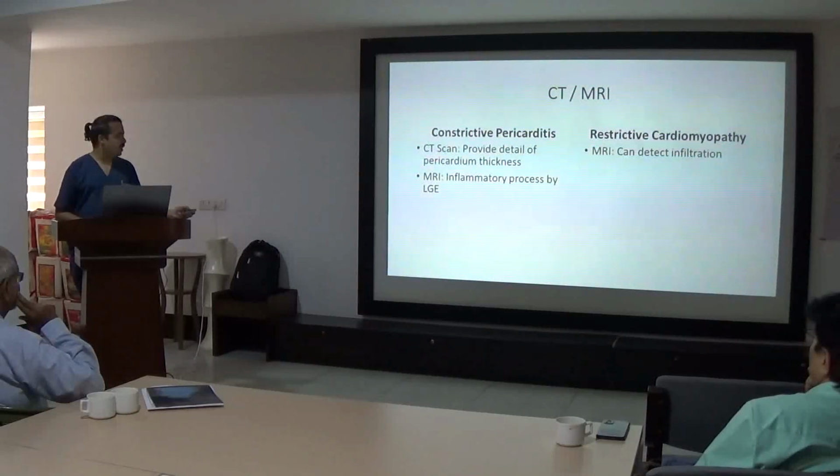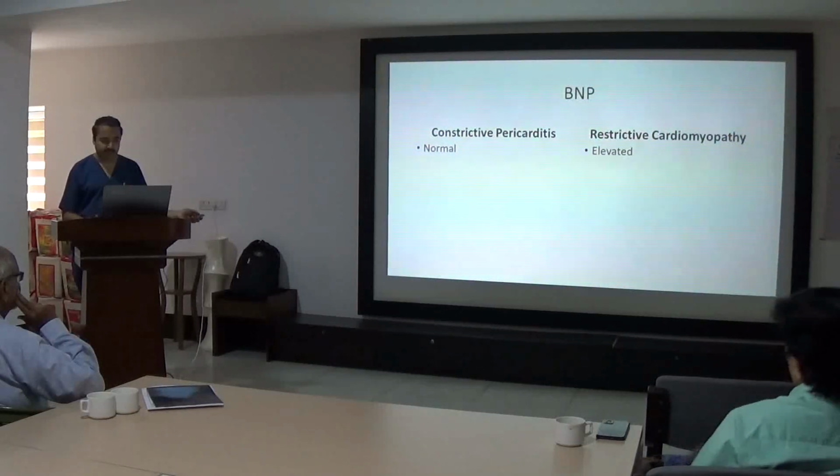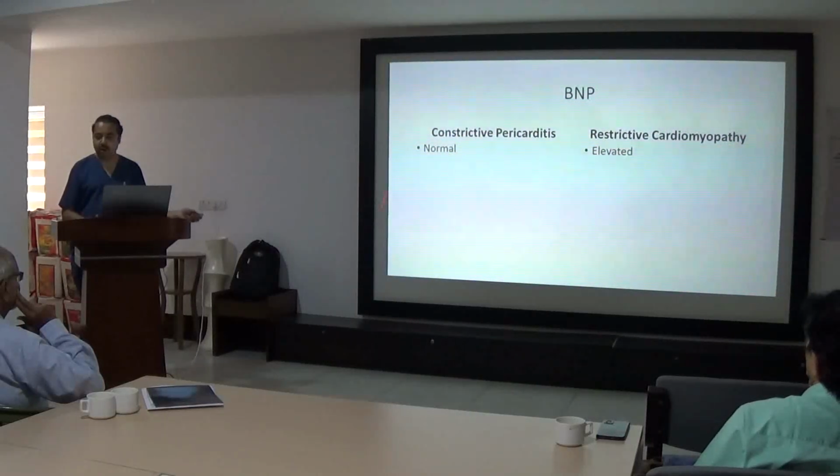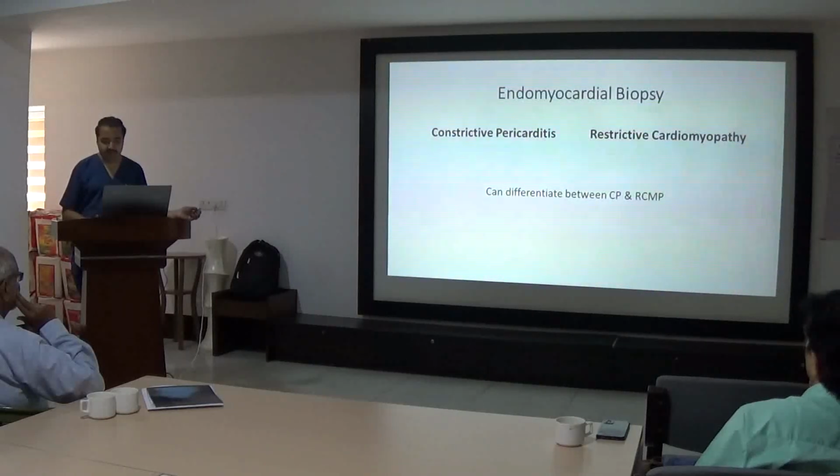So CT scan provides detail of pericardial thickness. MRI also sometimes helps us by showing the inflammatory process by late gadolinium enhancement. And MRI can detect infiltration in case of restrictive cardiomyopathy. Pro-BNP is obviously elevated in restrictive cardiomyopathy. Generally, it remains normal in constrictive pericarditis. Endomyocardial biopsy is only applied in case of amyloidosis or infiltrative cardiomyopathy when the diagnosis is not sure.